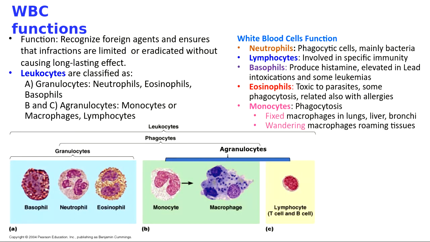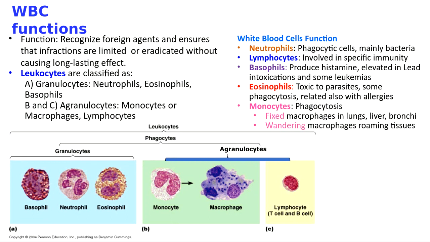So leukocytes will be classified, like I said, as either granulocytes or agranulocytes. Granulocytes are the 3 different cells that have granules in the cytoplasm, and you can see them in the picture. We have the neutrophils, the eosinophils, and the basophils, which are considered granulocytic cells. And the agranulocytic cells, the ones without granules, are the monocytes and the lymphocytes.